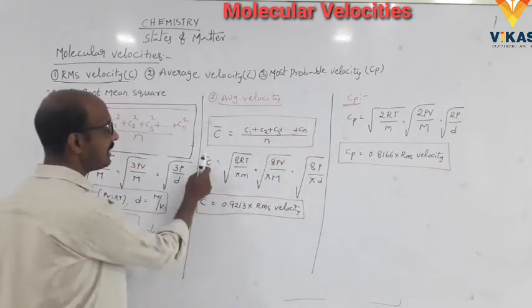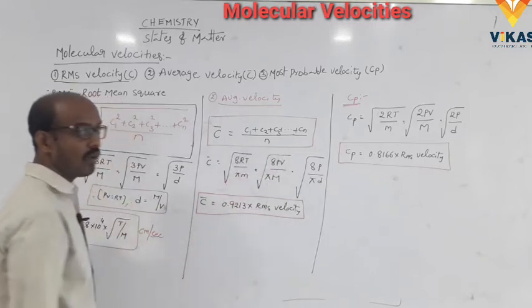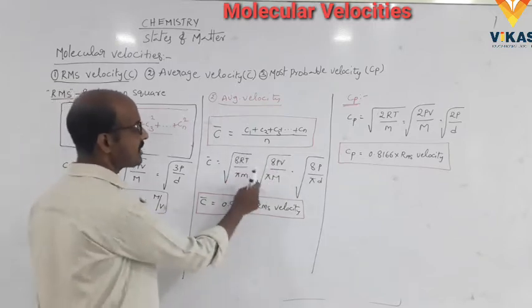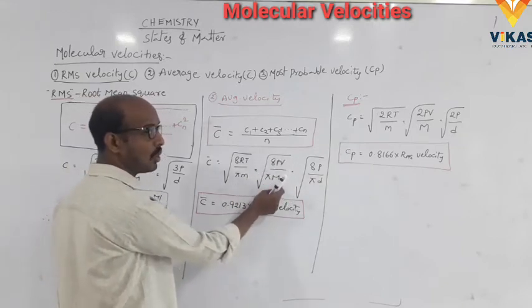So finally we get C bar is equal to the square root of 8RT by pi m, and RT is equal to PV. So n is equal to 1 in the ideal gas equation, and the square root of 8PV by pi m. And finally we get volume by mass is equal to 1 by d.